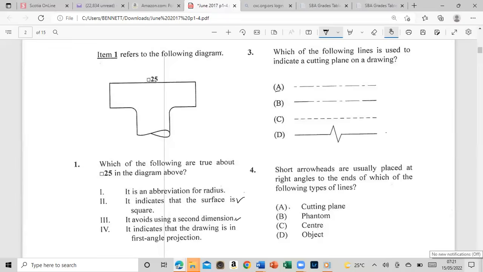Short arrows are usually placed at the right angles to the end of which of the following types of line? Is it A, cutting line, B, phantom, C, center, or D, object? And that is cutting plane. So number 4 is A. Let's move on to number 5.